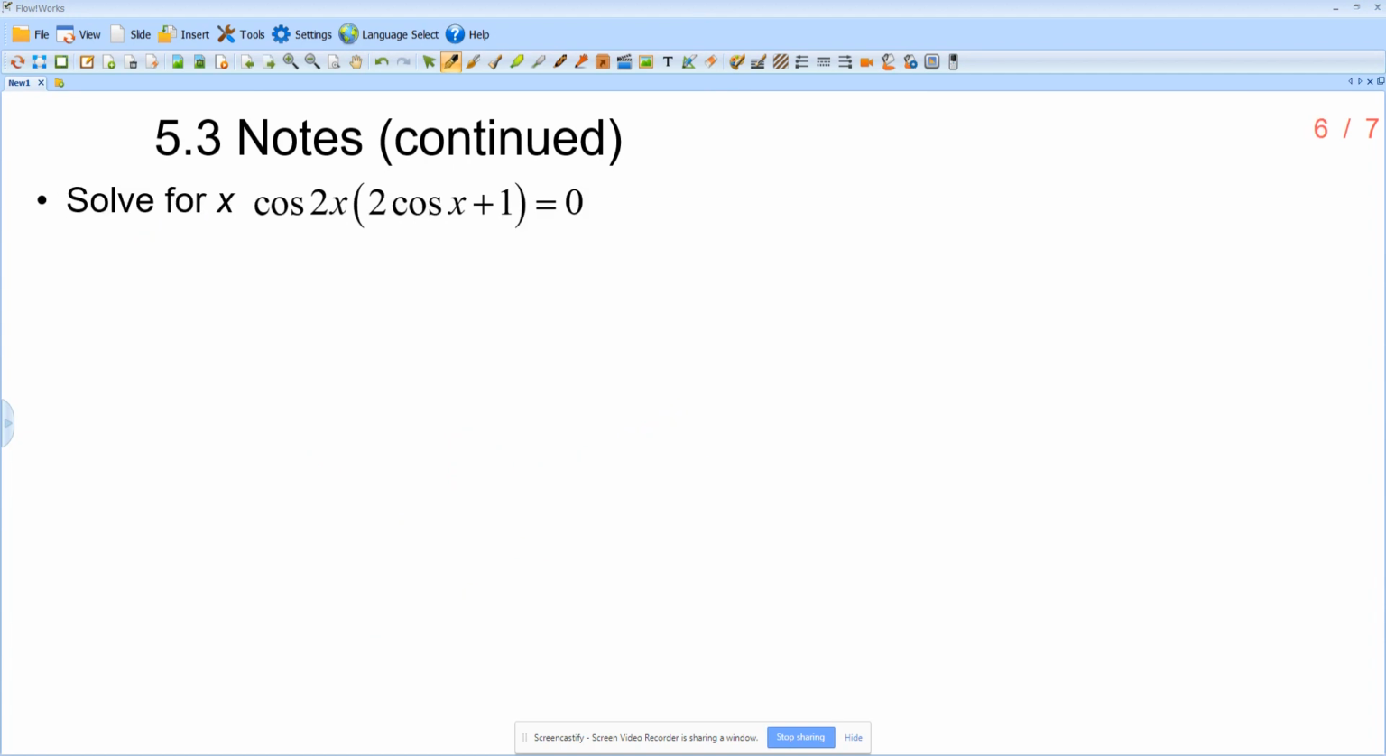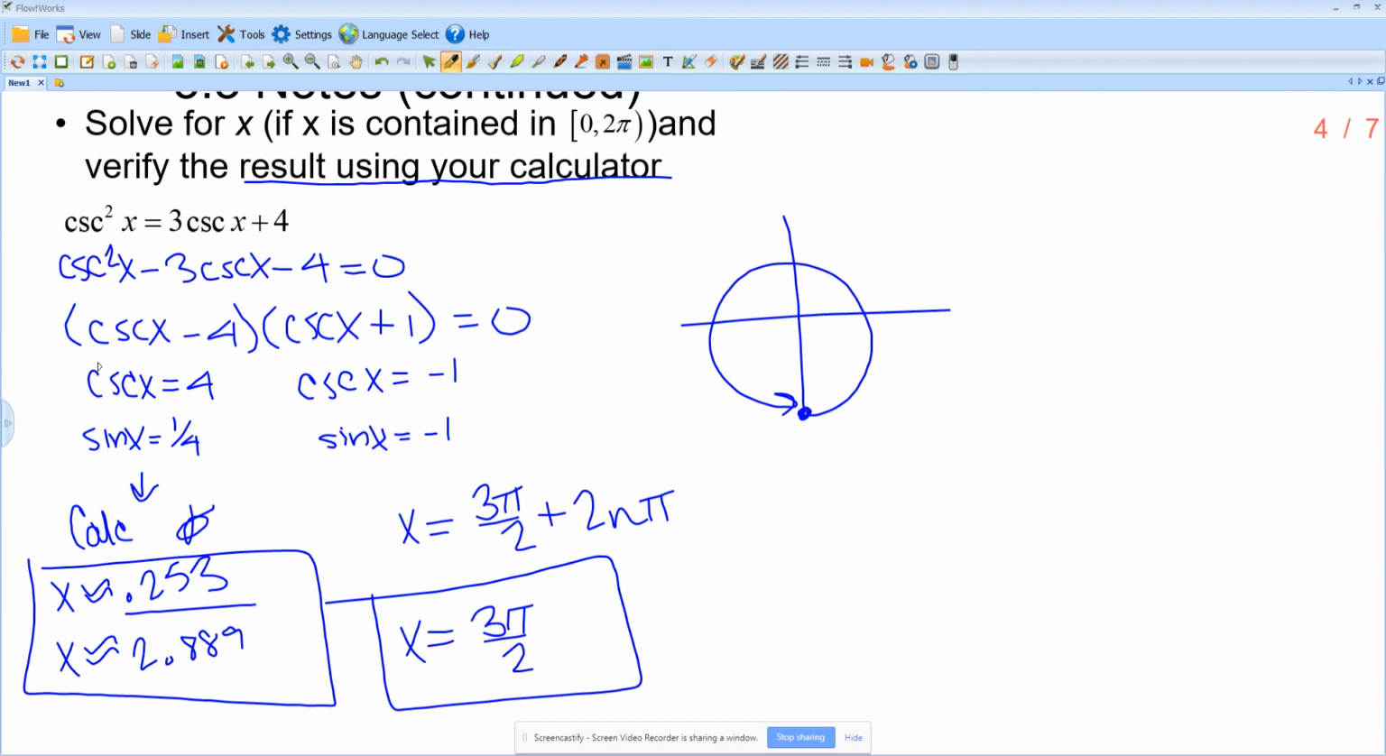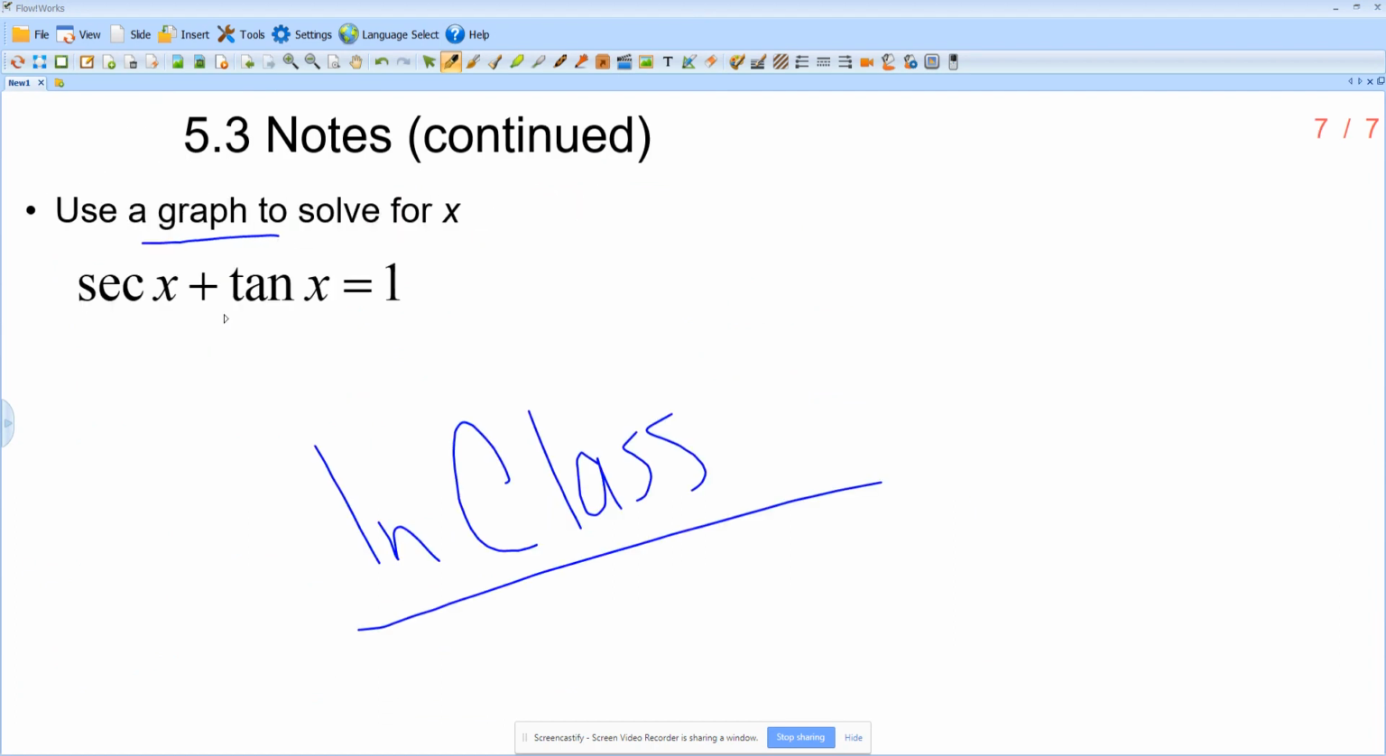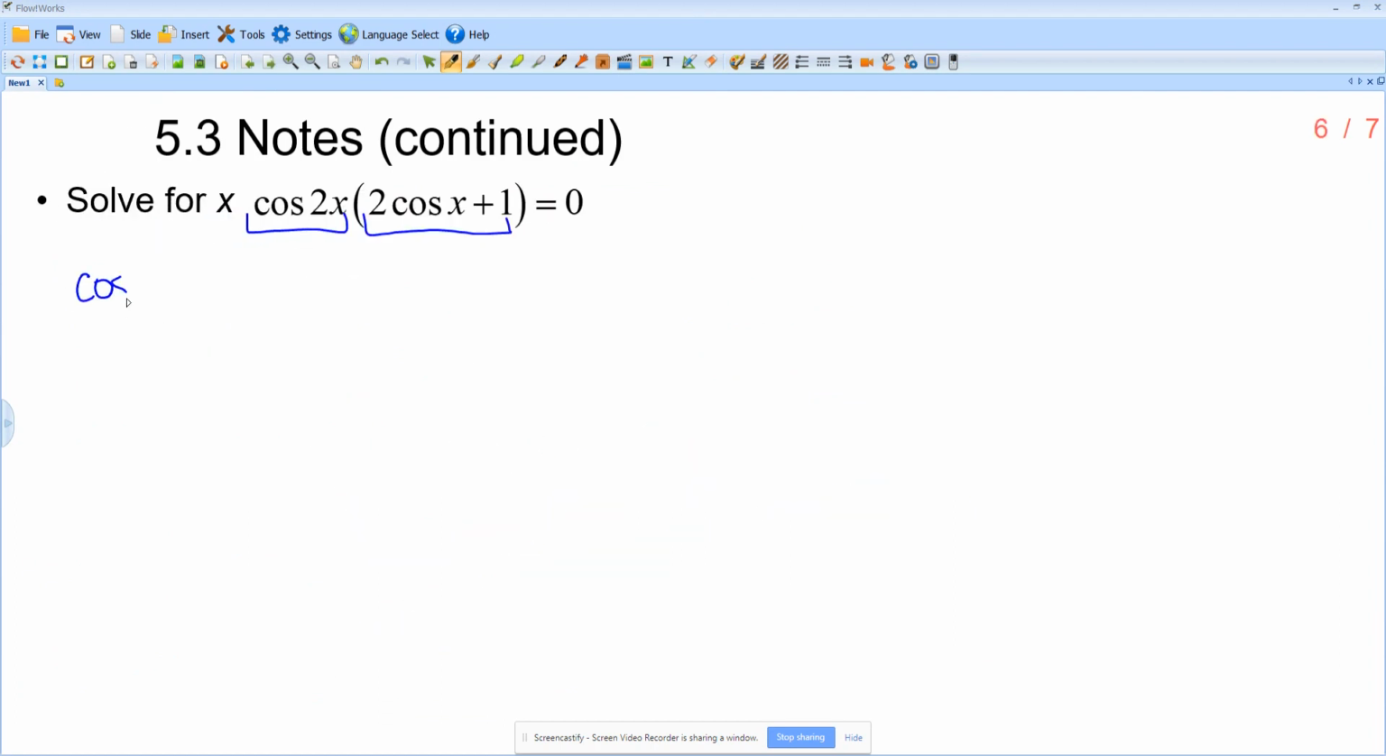So solve for x. We've got cosine 2x times 2 cosine x plus 1. Right now, this is already written as two separate factors. So it's sort of like a problem going back to here, when I have two factors and I set each one equal to 0. That's what I'm going to do here. I get cosine of 2x is equal to 0, and 2 cosine x plus 1 equals 0. So I'll do this one first. It's a little bit easier. If I subtract the 1 and divide by 2, I get cosine x equals negative 1/2.